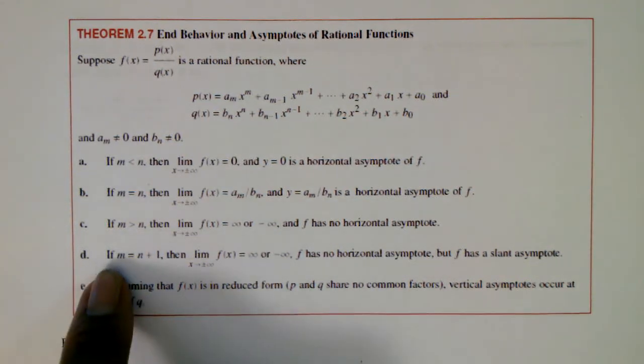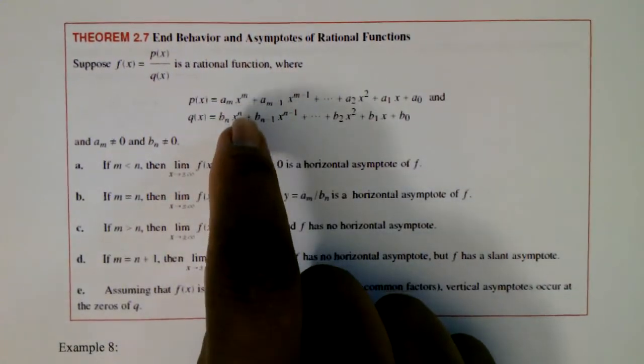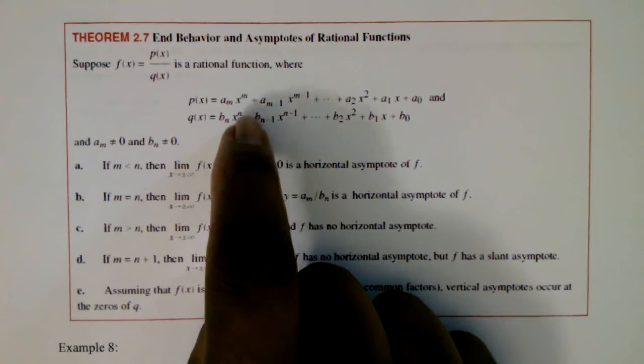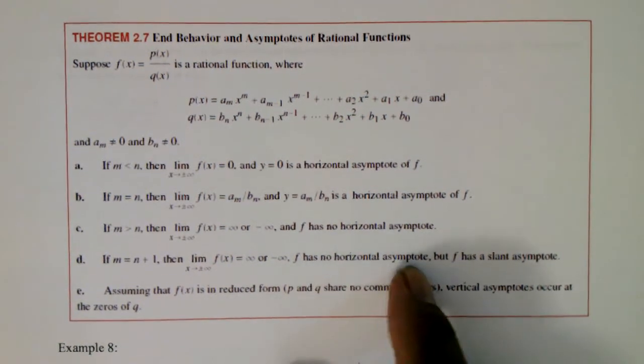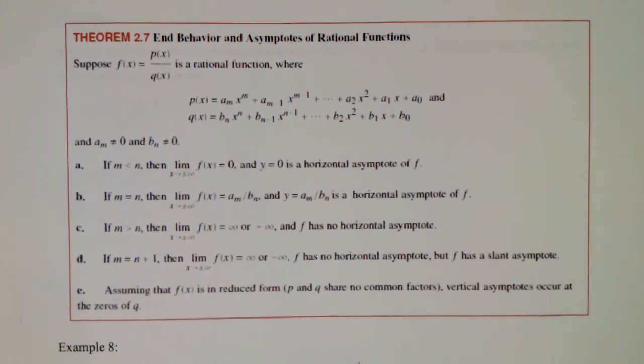Now in part D, let's say your m, the highest exponent in the numerator, is one more than the highest exponent in the denominator, that's the n. M is one more than n. Then when you take the limit as x approaches plus or minus infinity of f of x, it's going to equal either infinity or negative infinity. And that function will not have a horizontal asymptote. However, the function will have what they call a slant asymptote.